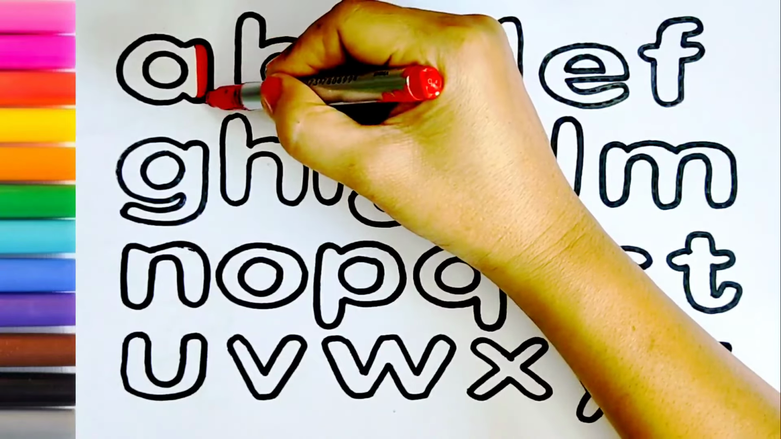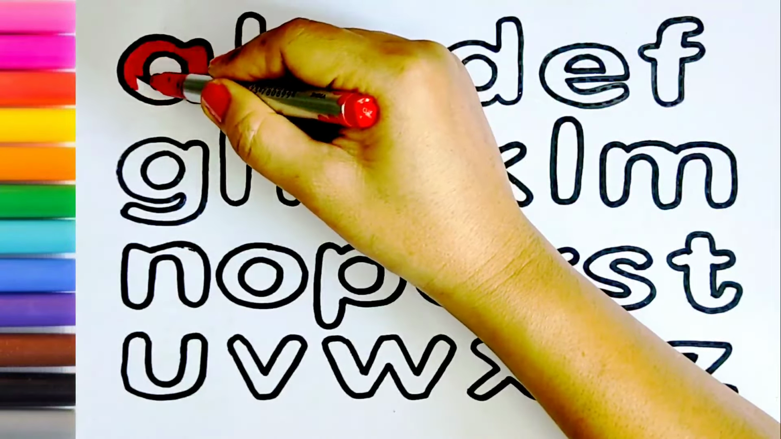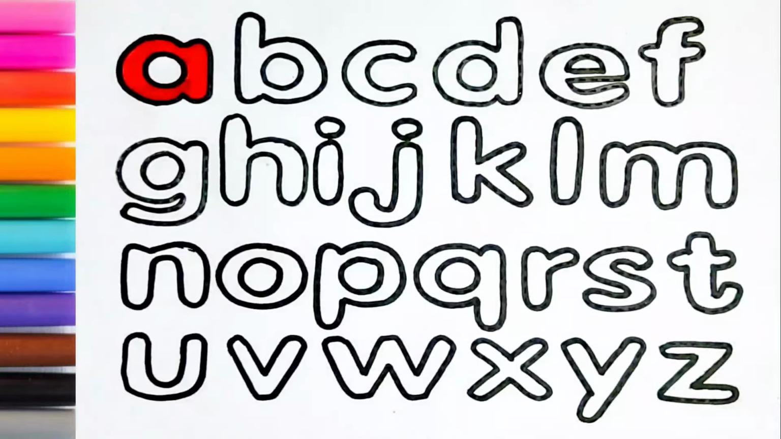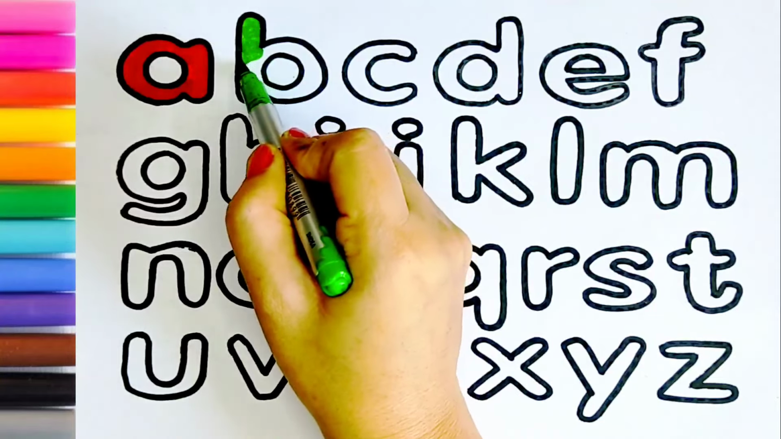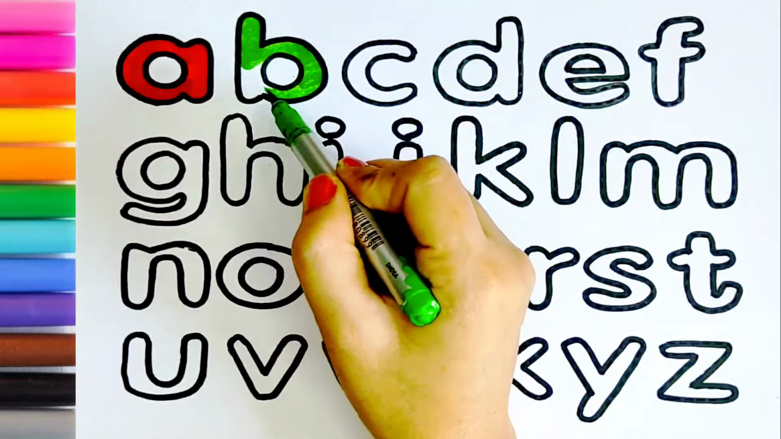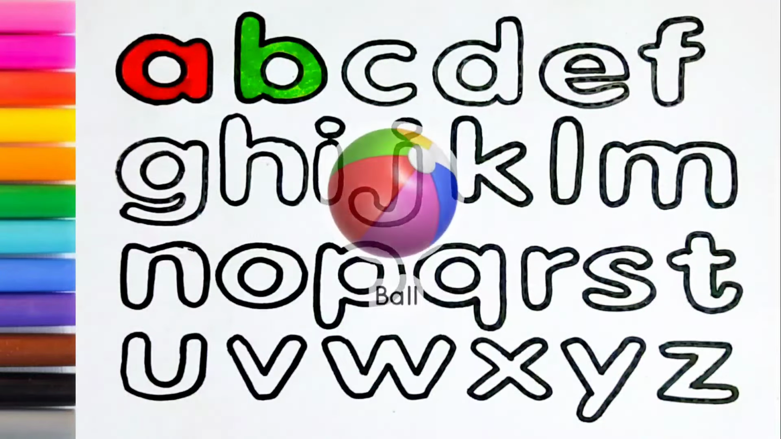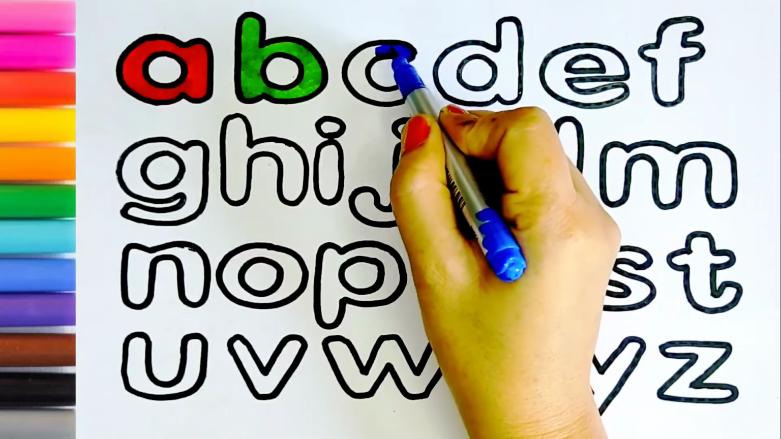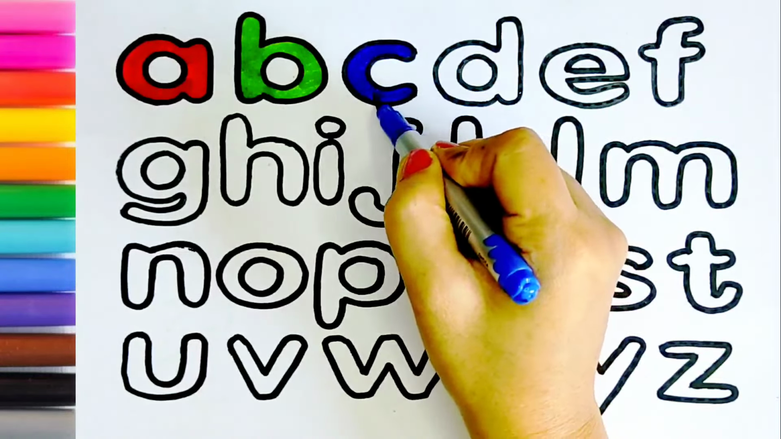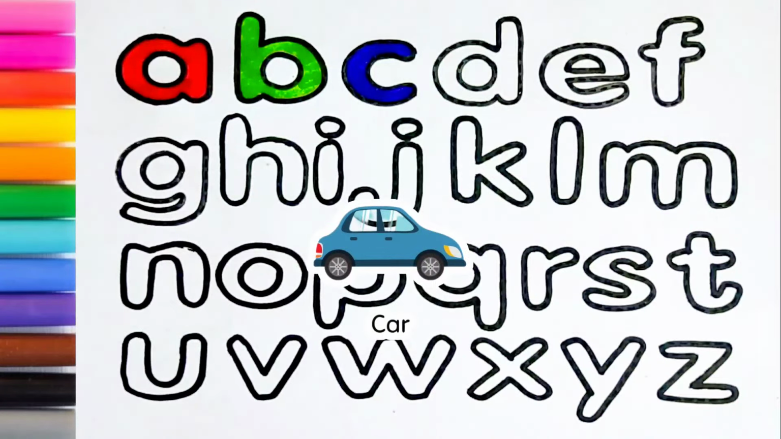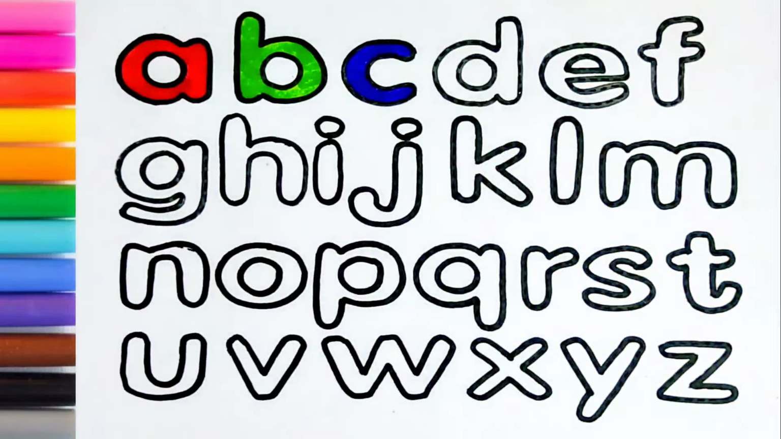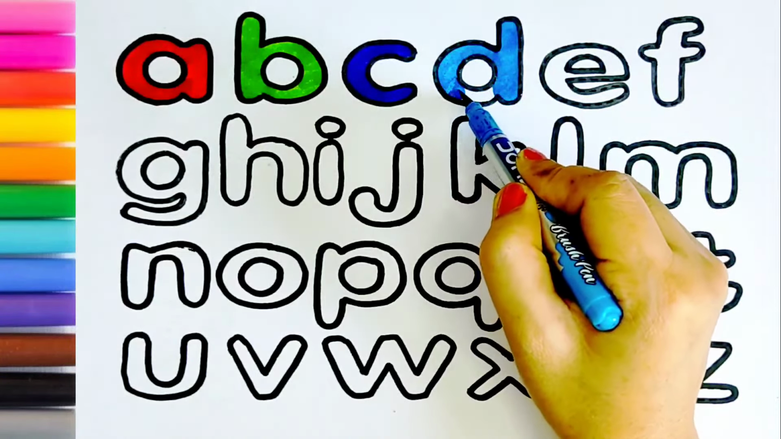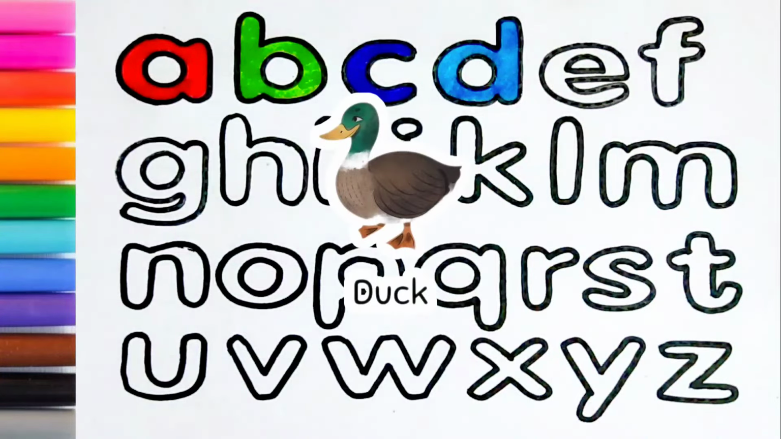Red color. A. A for apple. Light green color. B. B for ball. Blue color. C. C for car. Sky blue color. D. D for duck.